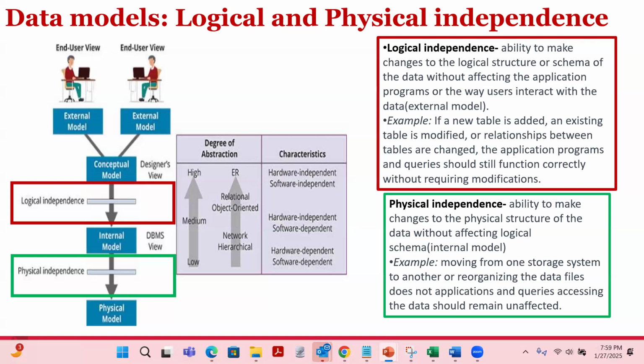So an example would be when you move from one physical storage to another physical storage of the actual files, the way you access the data or the way you query the data is going to remain unchanged, which is again very difficult to achieve.